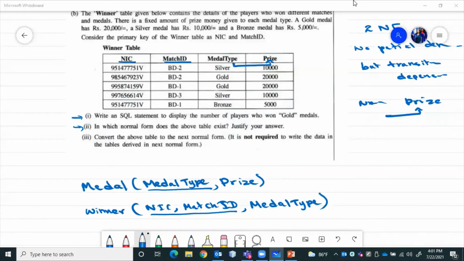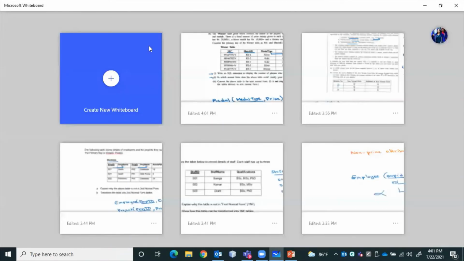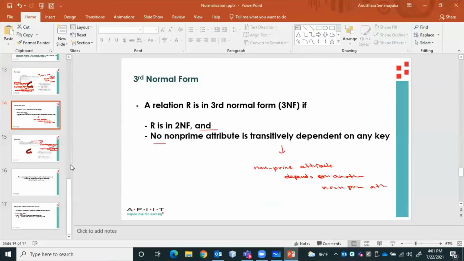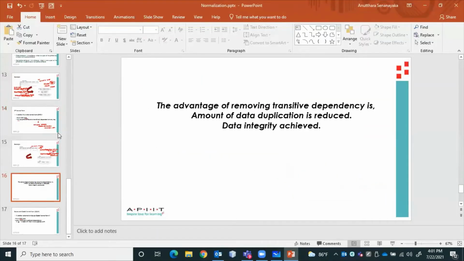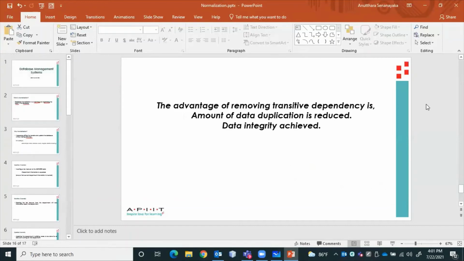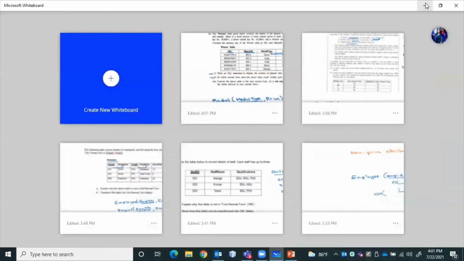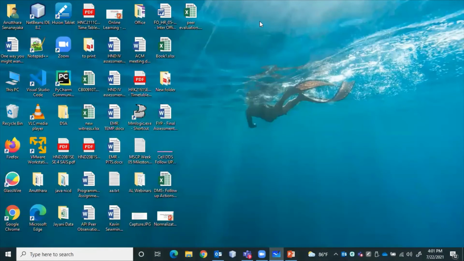Yes, very good. So that's about normalization. Any questions about normalization? Is it clear? Compare yourself: the knowledge you had related to normalization before starting this session, and the knowledge level you have now. Has it improved?